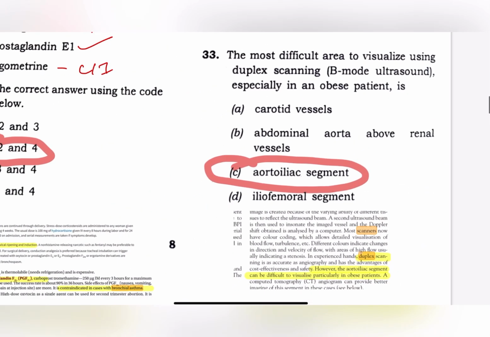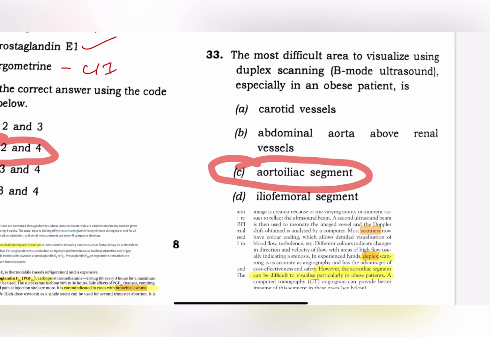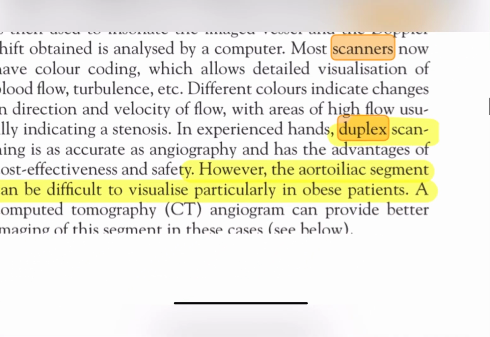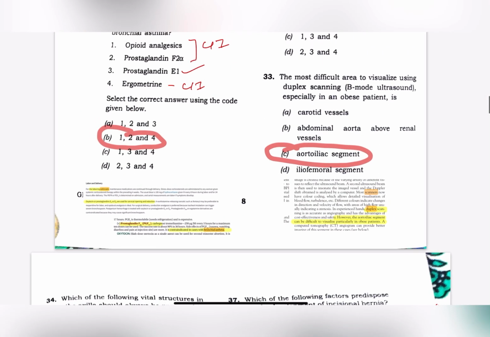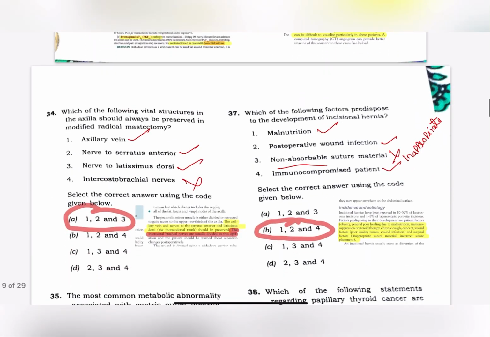The next question is the most difficult area to visualize using duplex scanning. During duplex scanning, the aortoiliac segment can be difficult to visualize. So the answer for this is aortoiliac segment.